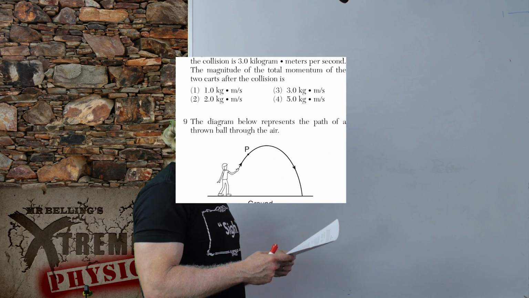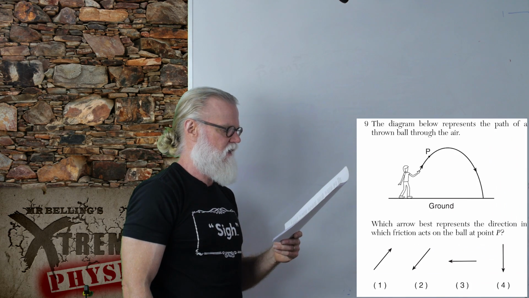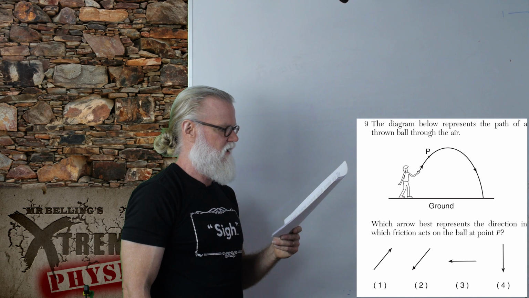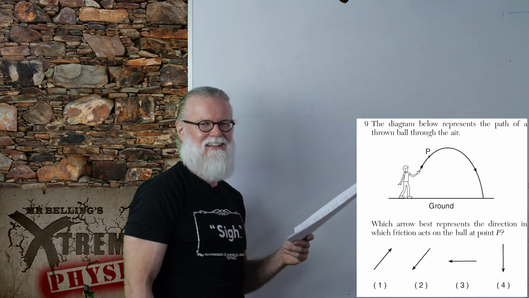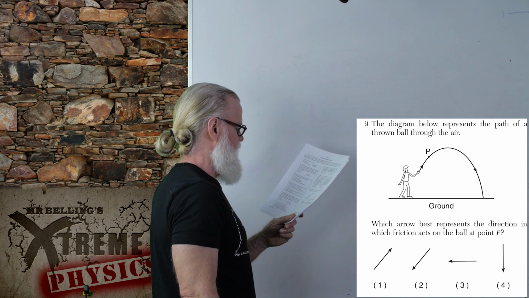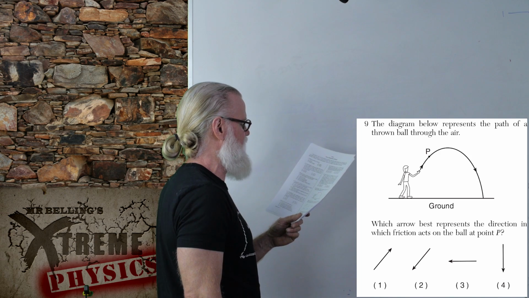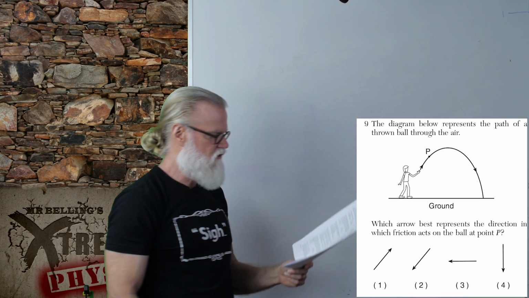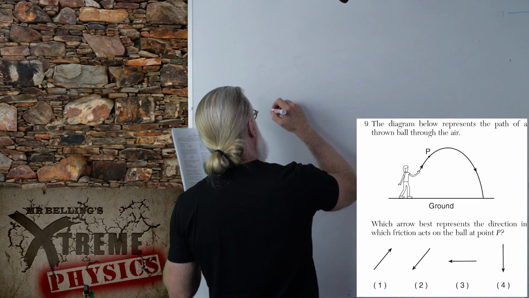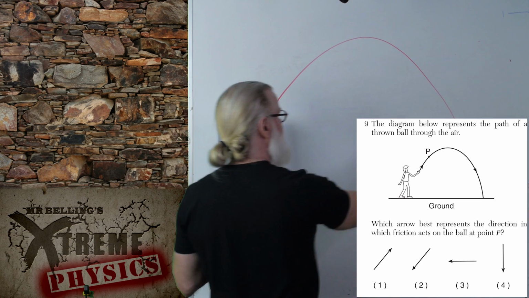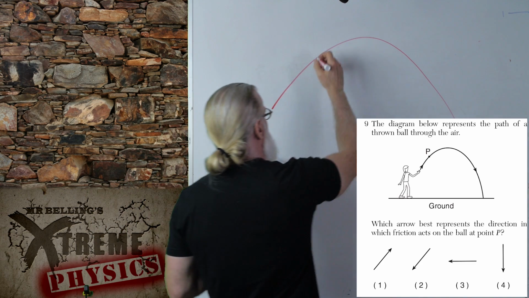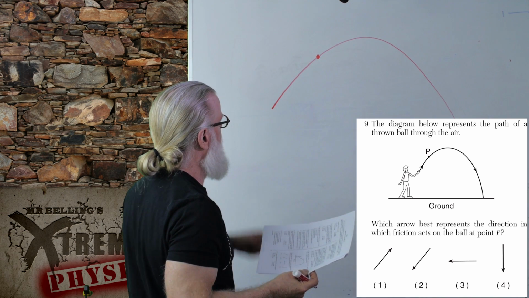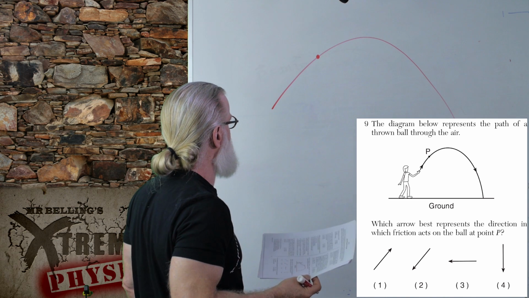Yeah, all right. The diagram below represents the path of a thrown ball through the air. A thrown ball. Seems kind of awkward. All right. Which arrow represents the direction in which friction acts on the ball? Well, friction is this thing that opposes motion, right? So let's take a look at our ball. We got our ball, and that's a parabola, by the way. That's the trajectory of an object that is in free fall, that is given a horizontal velocity.